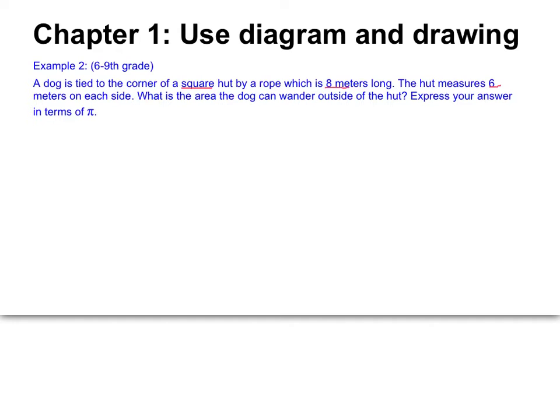So we are dealing with a square hut. So let's do the square hut first. Okay, the hut will look something like this. And make sure we label to our best knowledge. So 6 by 6. And the dog is tied by a rope which is 8 meters long. So 8 is a little bit longer than the 6. So make sure you draw things to the scale.